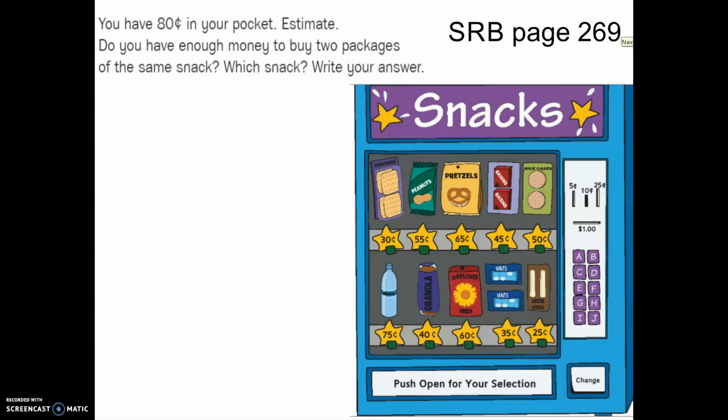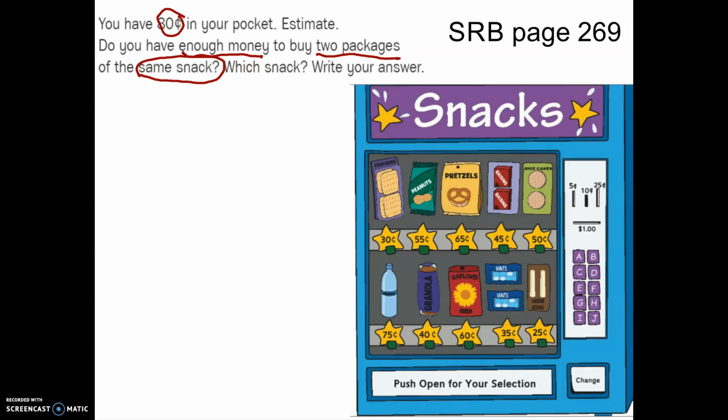This is a vending machine, all right? And you have in your pocket 80 cents. And you're going to estimate. Estimate means you're just going to make a good decision, a good choice. I just want to know, do you have enough money to buy 2 packages of the same snack?